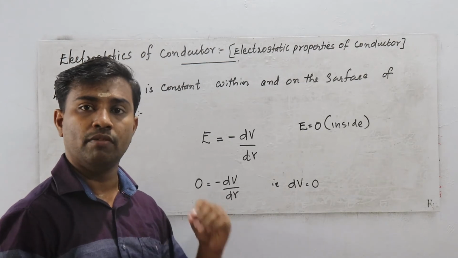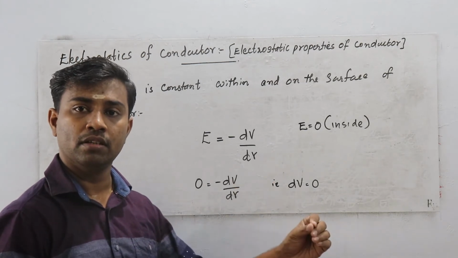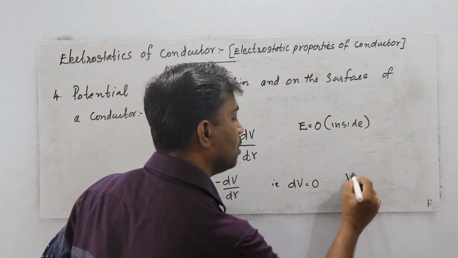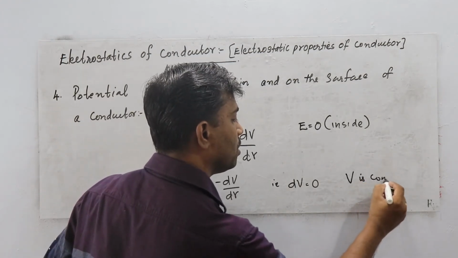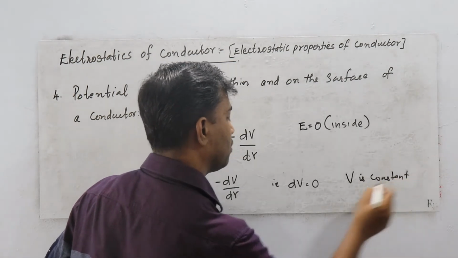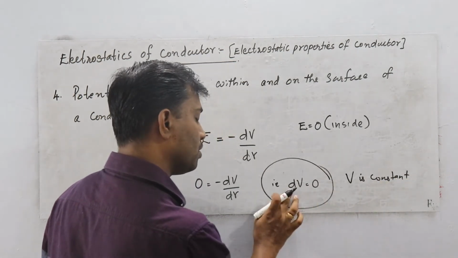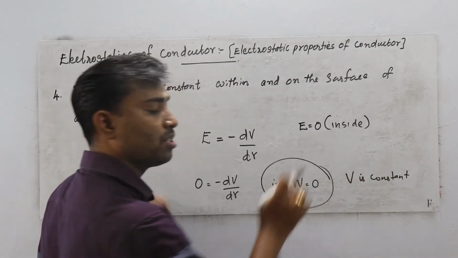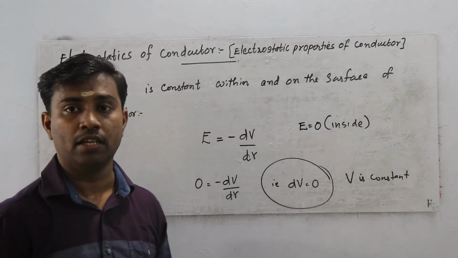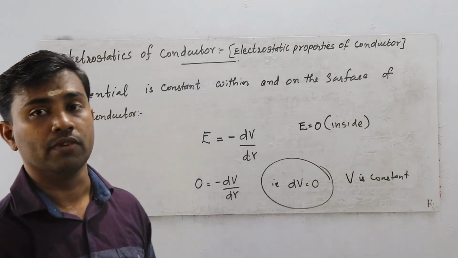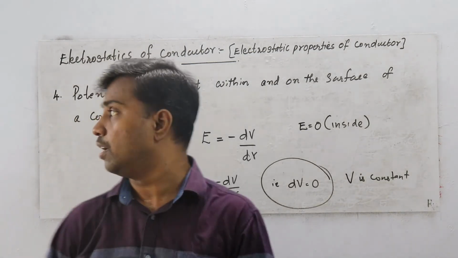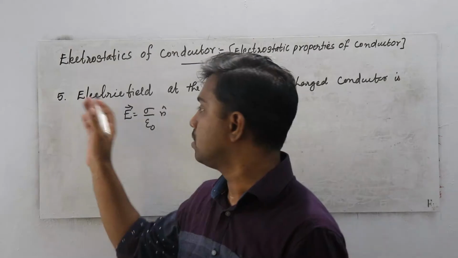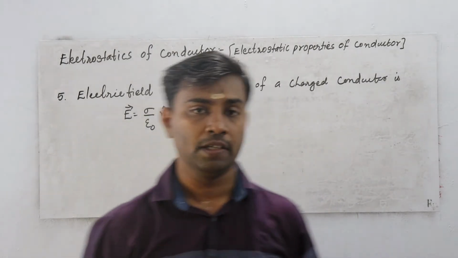Change of a value being 0 means it should be a constant. So we can say V is constant, and dV is equal to 0. So change of potential is 0, meaning the potential is constant inside and also on the surface of a conductor. That is the fourth property. Clear?